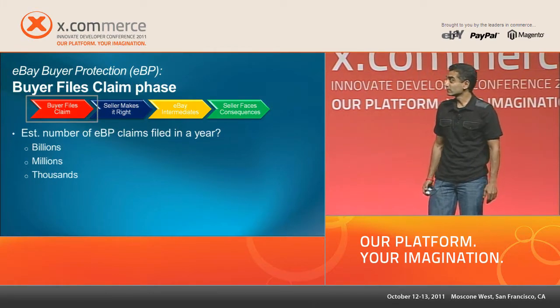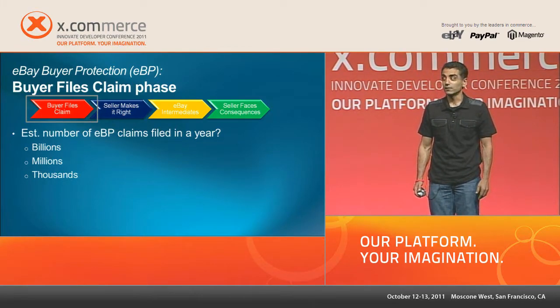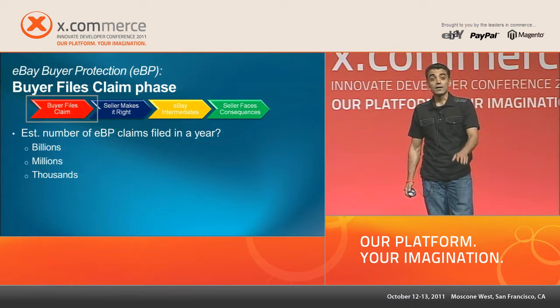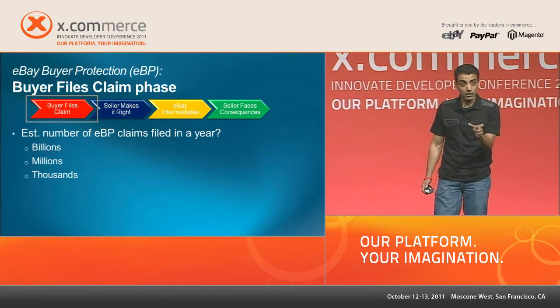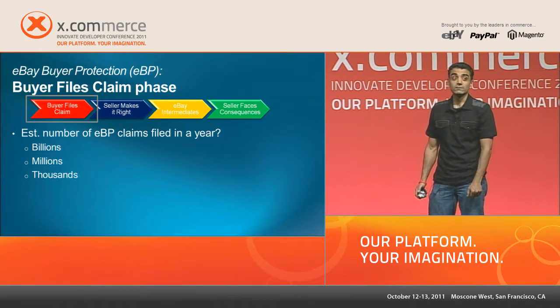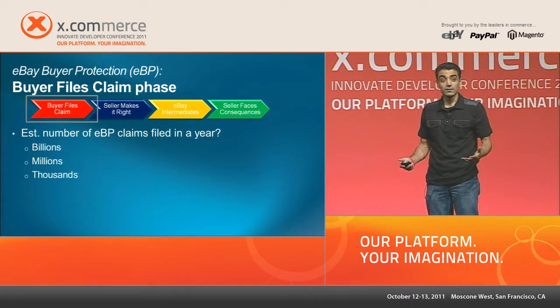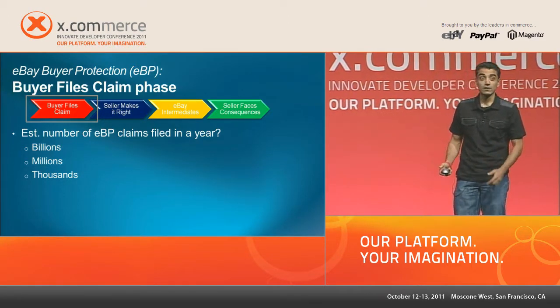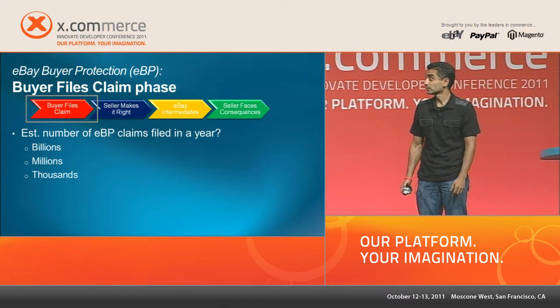So anyone want to guess? How many claims are filed in a year on eBay? How many think it's in the thousands range? Okay. How many think it's in the millions? How many in the billions? Anybody in the billions? Nope. Okay. It's actually in the millions. It's about 6 million per year. And a more interesting number in terms of the ROI that is at risk is about 500 million. So this is why it's important for sellers, and many of you in the audience, to make sure you're engaged in the claim system or the eBay Buyer Protection Program.